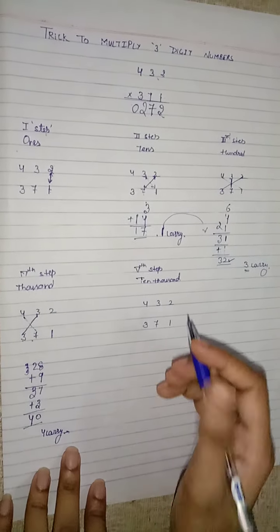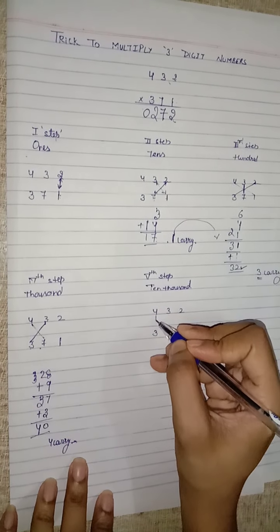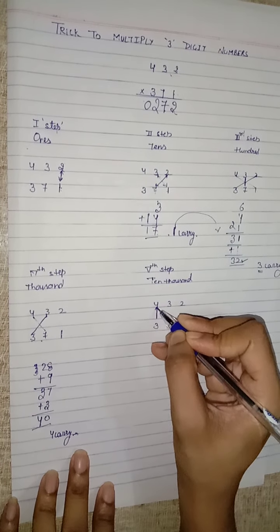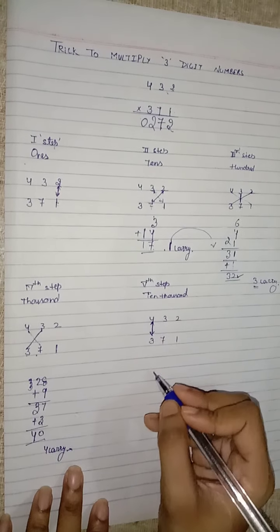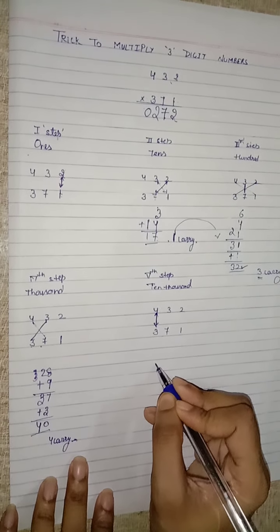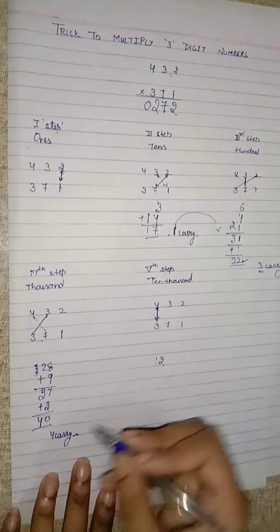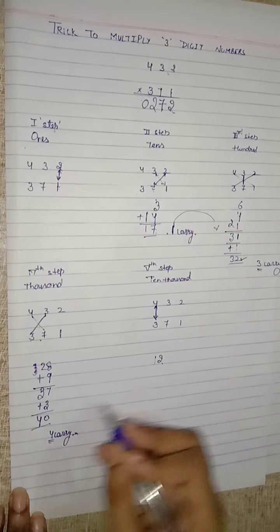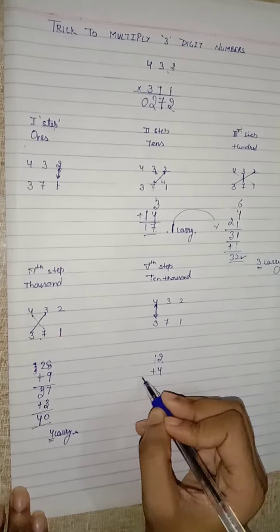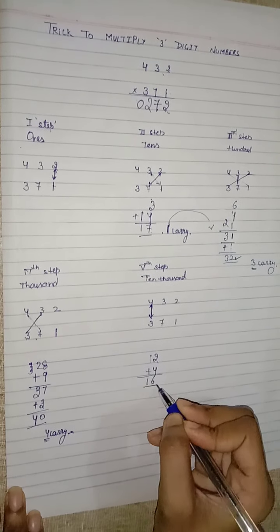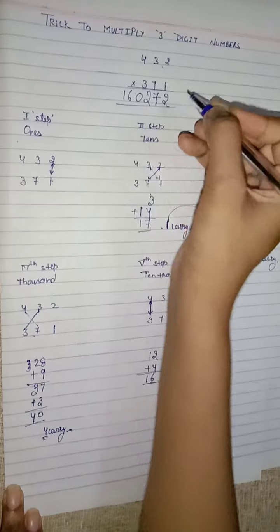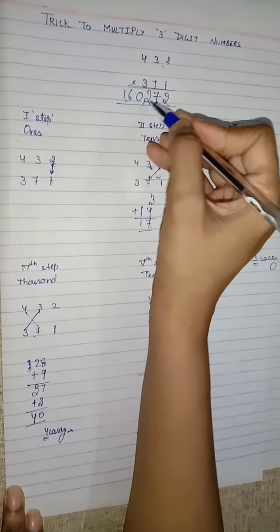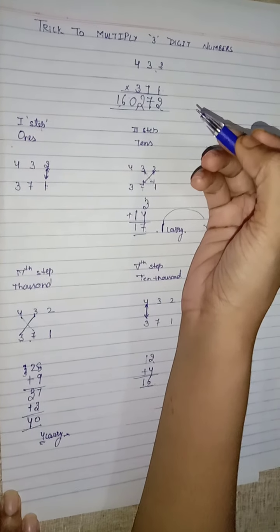Now the last is these two hundreds place digits. We will multiply these two digits and the multiplication is 4 3s are 12. We have a carry of 4. We will add this carry in 12 and our answer is 16. Now this 16 we will write here. So the answer is 160,272.